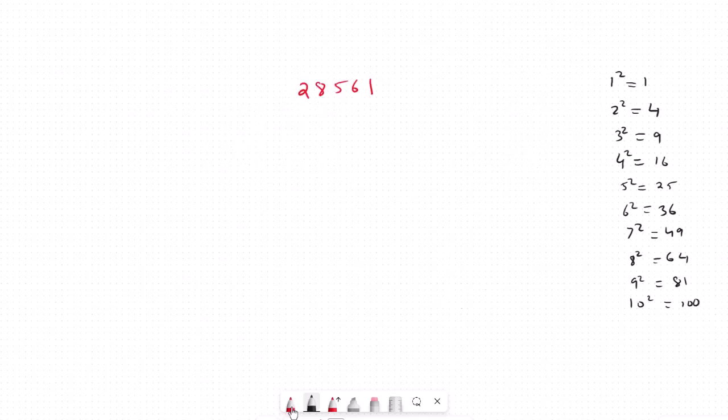Okay, now in our next example, we're going to find the square root of a 5-digit number. So again, we're going to start from the right and we're going to make pairs. So 61, 85, and 2, we're going to leave it as is.